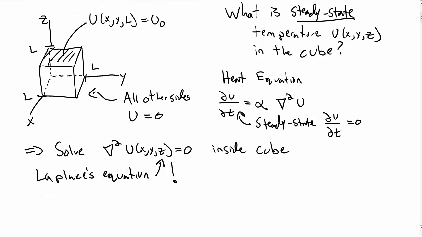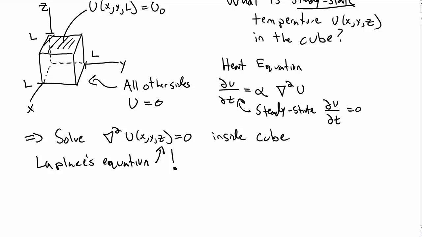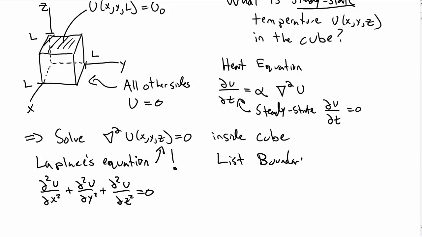If you recall, Laplace's equation is written as a bunch of partial derivatives: the second derivative with respect to x plus the second derivative with respect to y plus the same with z, and that all adds up to 0. So we want to solve this equation. Before we go about doing that, let's list the boundary conditions of our problem.